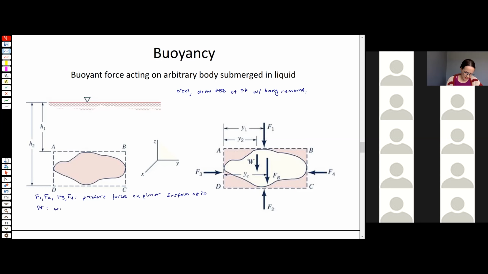W is the weight of the shaded volume of fluid. And FB is the force that the body is exerting on the fluid, just like for the curved surface. But that's important, so I'm going to put that in caps. All right, moving right along.